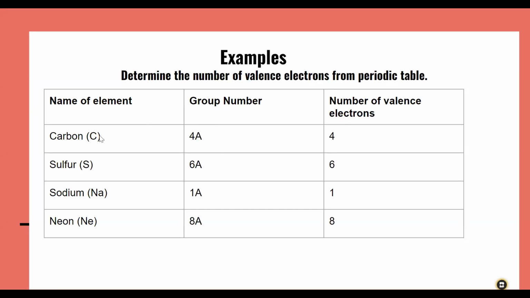So here we go. Carbon is in group 4A, therefore 4 valence electrons. Sulfur is group 6A, 6 valence electrons. Selenium is 6A, 6 valence electrons. Neon is 8A, 8 valence electrons. Okay.